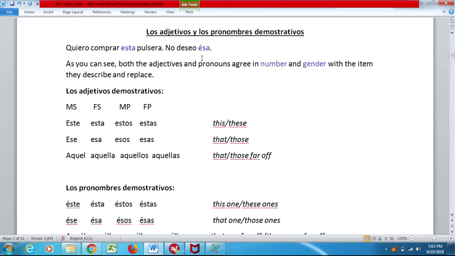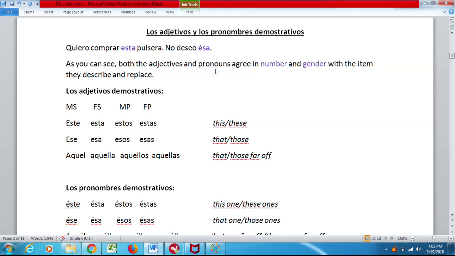Well, if we know an adjective is describing a noun, what do we think? Esta or esa? Esta is describing pulsera, this bracelet. So that would mean esa is our pronoun. And in fact, yes it is, because esa is replacing that already mentioned pulsera. It's synthesizing the noun that's already been mentioned with our demonstrative esa, that one.